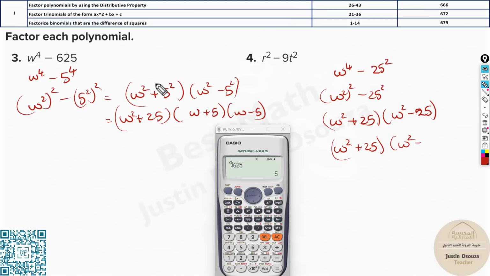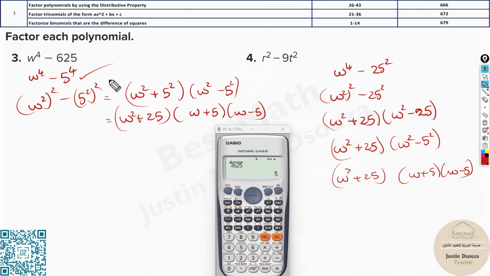So w squared. Now over here it might look bigger, but it's almost the same. Just one time over here, it'll be an extra step. Why? Because 25, I'm writing it as 5 squared. And then w squared plus 25. Here we will have w plus 5, w minus 5. The answer will be the same. It's up to you to choose.